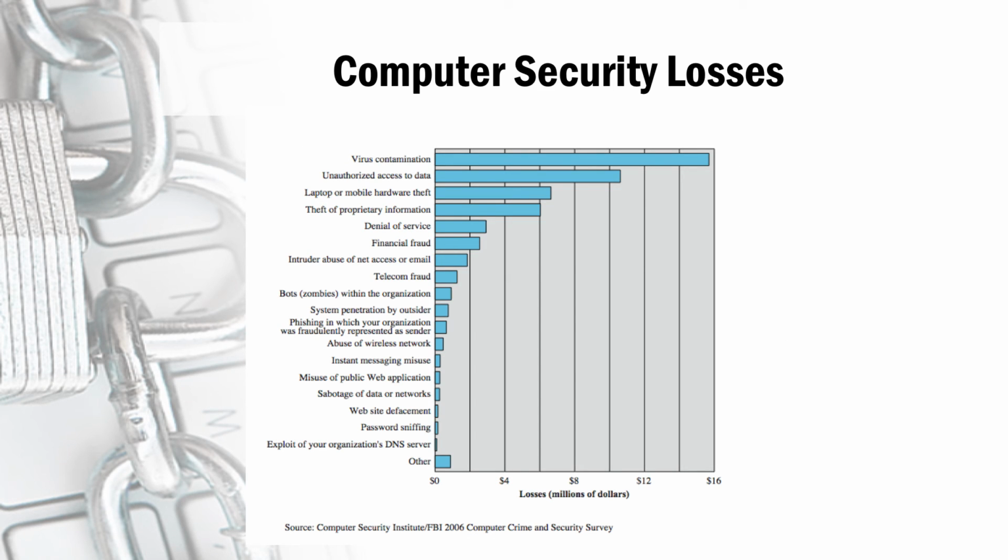Here you will see a graphic representation of losses in the millions of dollars to businesses and which attacks are responsible for them. You will notice that virus contamination is one of the costliest problems for information systems, followed by unauthorized access to data, theft, and so forth. I encourage you to take this chart and compare it to the most up-to-date survey. Look at the differences.